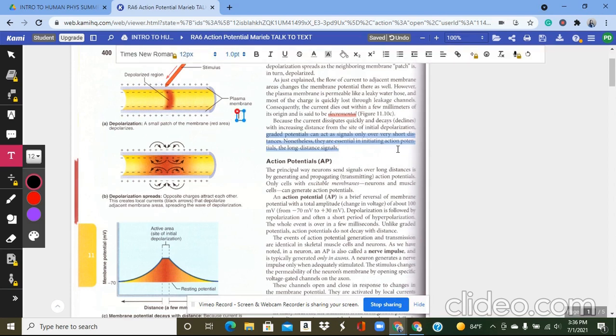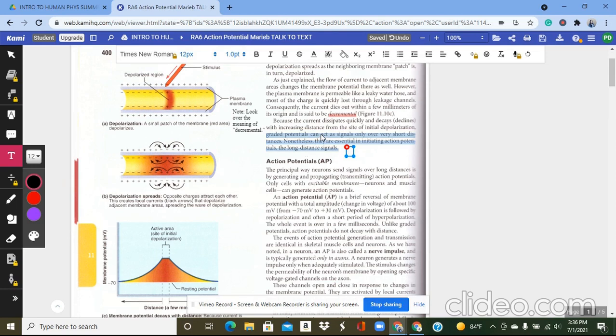I might want to put a note here for myself: look over the meaning of decremental.